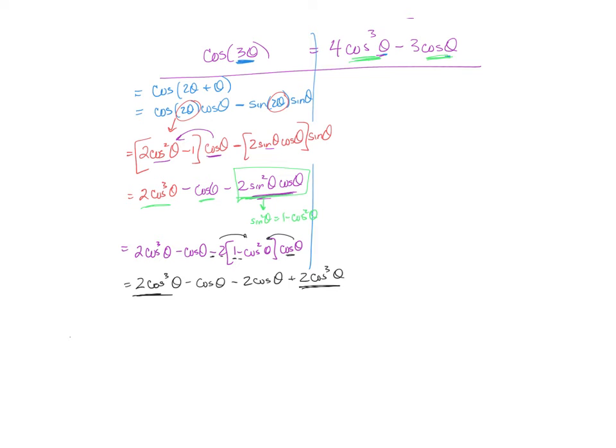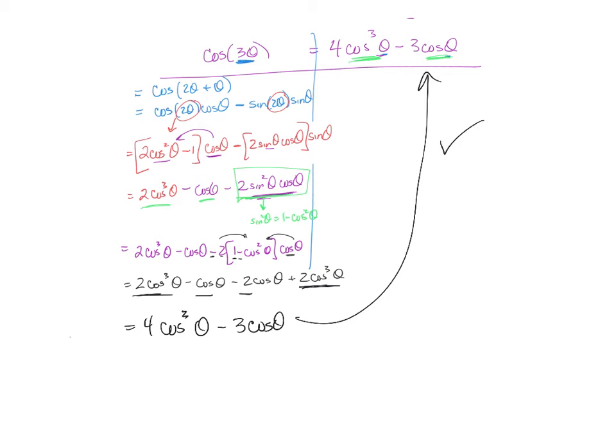2 cosine cubed plus 2 cosine cubed is 4 cosine cubed theta minus 2 minus 3 cosine theta, and that is exactly what I have there. So notice in my plan of action, I got down to one angle, a single theta instead of the 3 theta and 2. I had noticed I had only cosines on the right hand side, so I switched everything into cosines, and that was the trick.